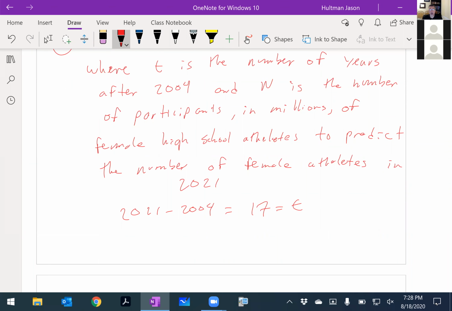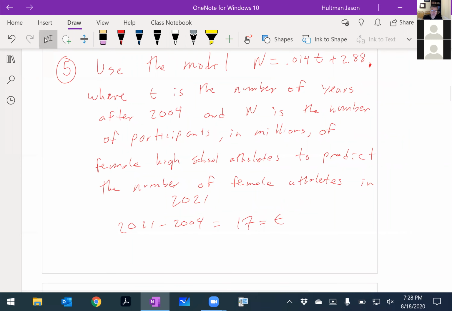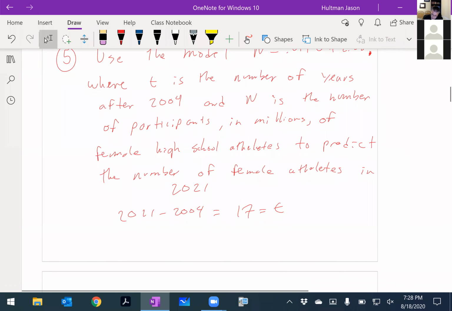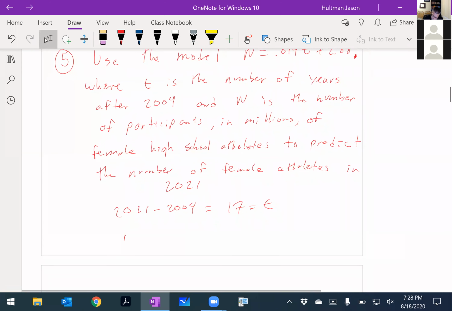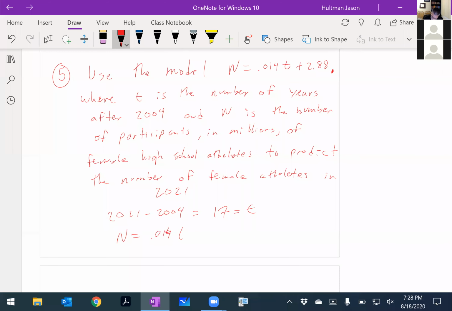Yes, T stands for time here. T is the time after 2004, so that's 17. So what's our model? Our model is N. It's a linear model. N is 0.014 times T, which is 17, plus 2.88. Now I'm going to pull up my calculator real quick.